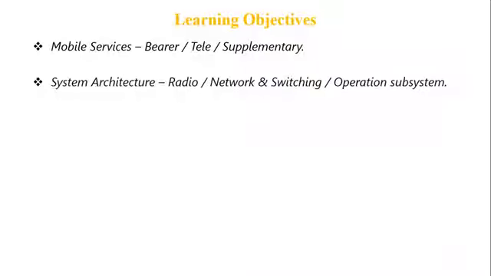So let us start with the learning objectives. After going through this session, the learners will be able to understand the mobile services. There are three types of mobile services offered by GSM, which are bearer service, tele-service, and supplementary service. How each service differs from the others, and what the various services under each category are, they will be able to understand. And also they will be able to understand the system architecture of GSM.